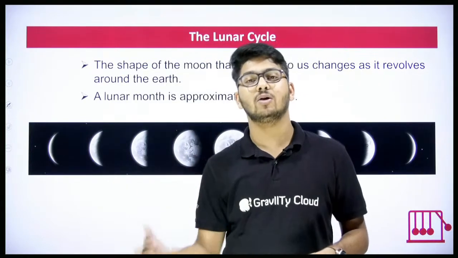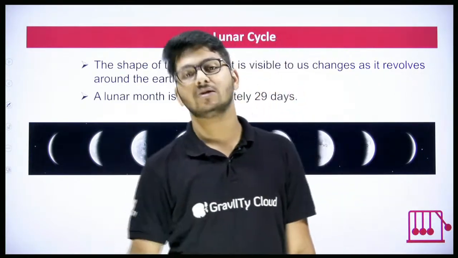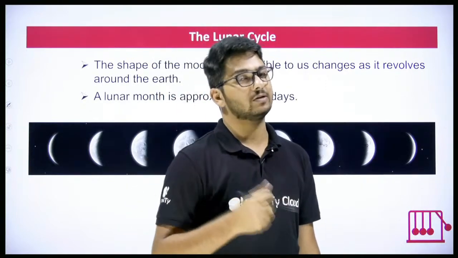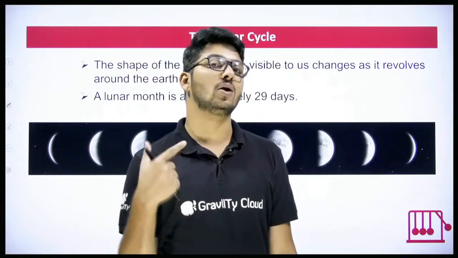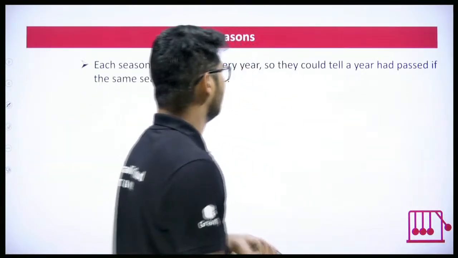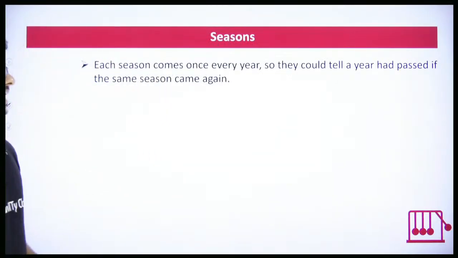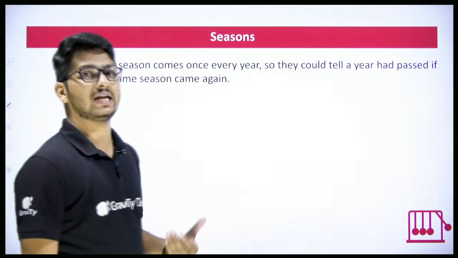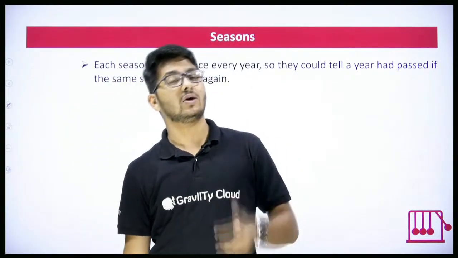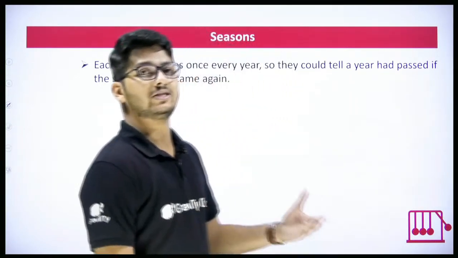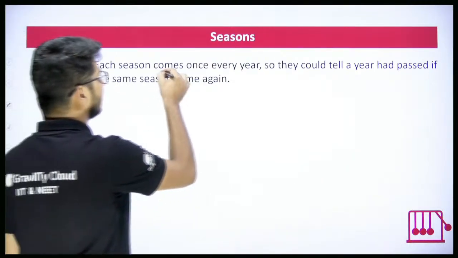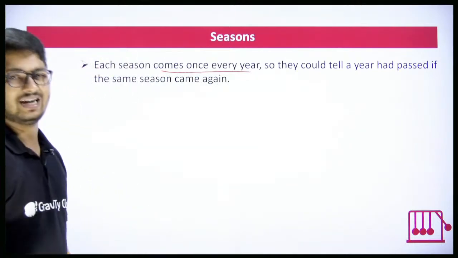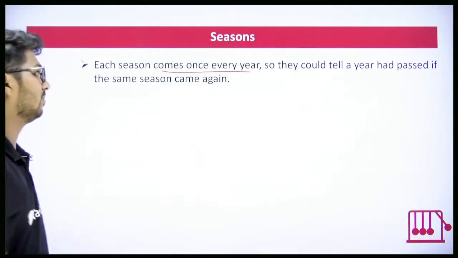This many lunar months: 1 lunar month, 2 lunar months, 3 lunar months, and so on. So they had the sunrise and sunset, or day-night cycle, and the lunar month. They also had seasons. Seasons were more important when it came to agriculture. Even today, seasons are very important for agriculture: when to plant a crop, when to harvest a crop, when to cultivate a crop. Clear? Each season comes once every year: rainy season, winter season, summer season, and so on.